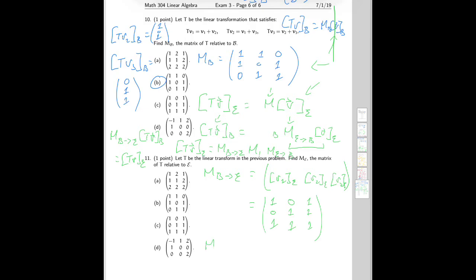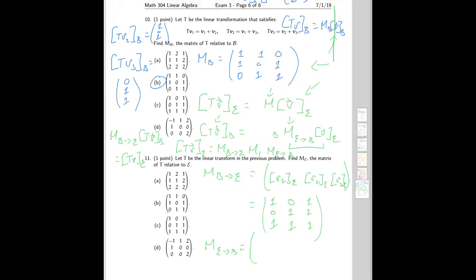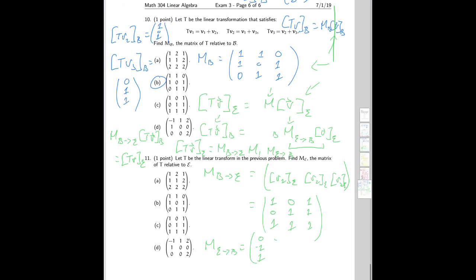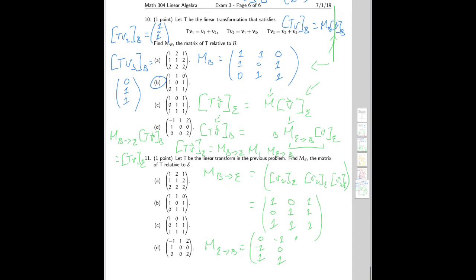Okay, so now the coordinates going from E to B, what is this? Okay, so 0, minus 1, 1. Then the next column is minus 1, 0, 1. And the last column is 1, 1, minus 1. Okay, so then we're going to do this matrix times the MB matrix times this matrix here.